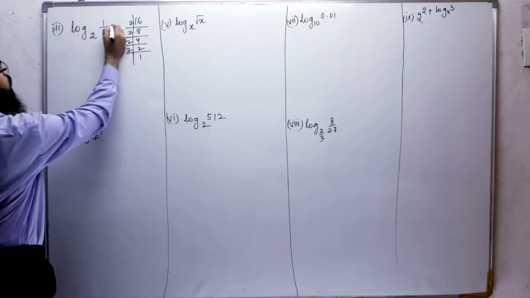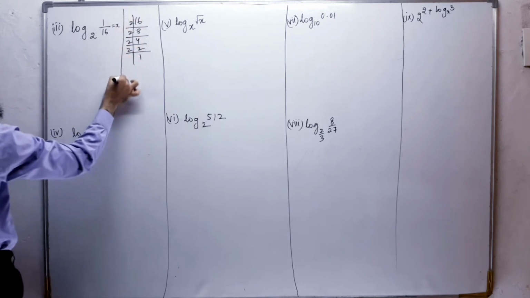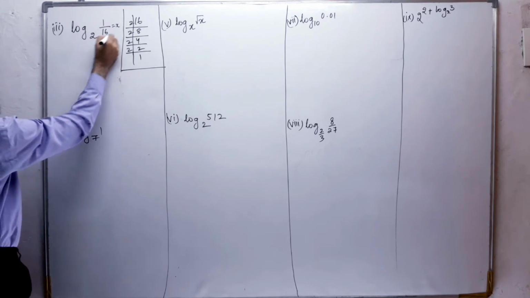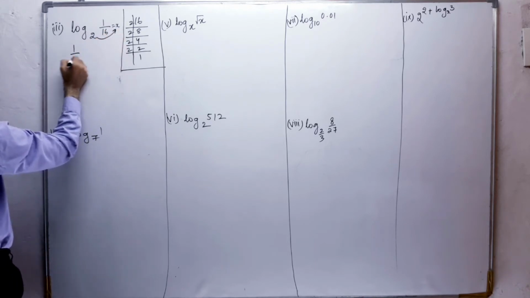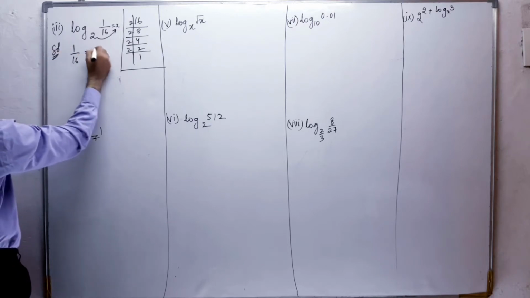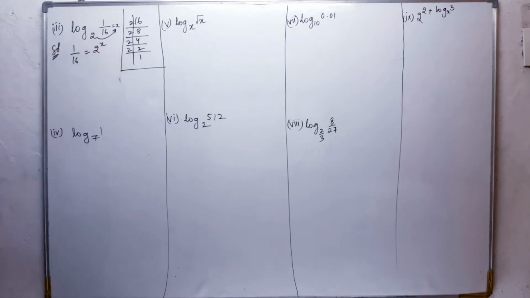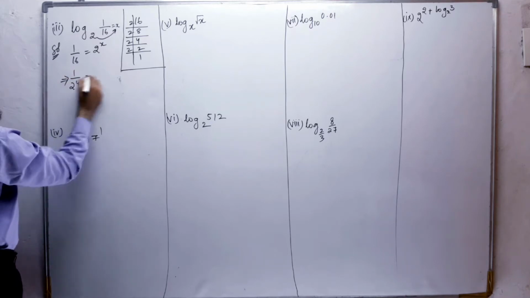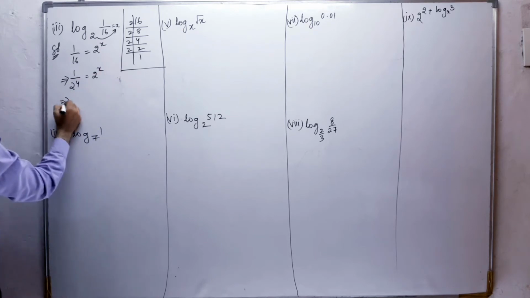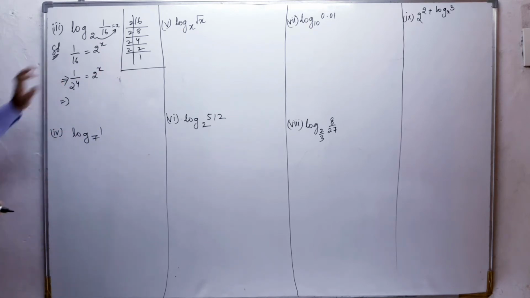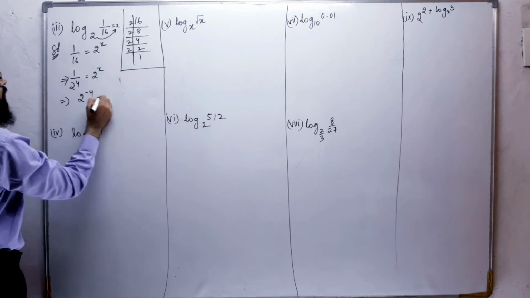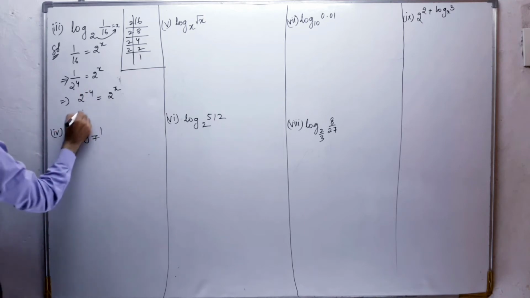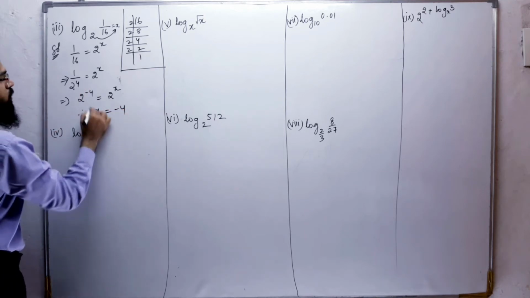We don't know the value of this one. Let it be x. So here this 2 goes to that side, so it will become 1 by 16 is equal to 2 to the power of x. And 16 can be written as 1 by 2 to the power of 4 is equal to 2 to the power of x. So this 2, when it comes in the numerator, will become 2 to the power of minus 4 is equal to 2 to the power of x. So when the bases are equal, the powers should be equated. Therefore x is equal to minus 4.